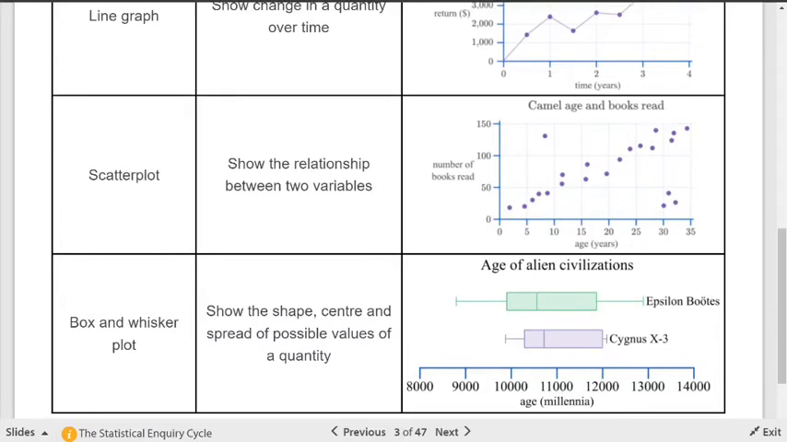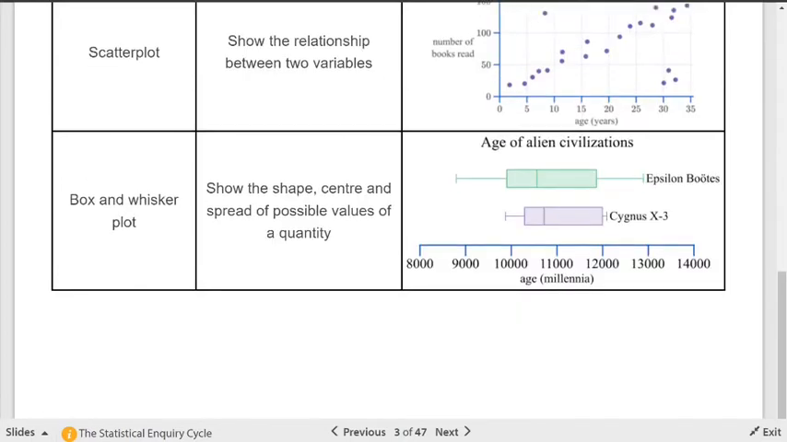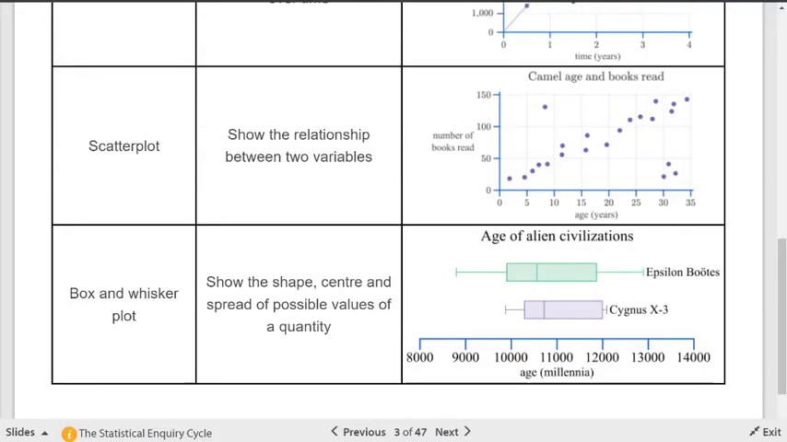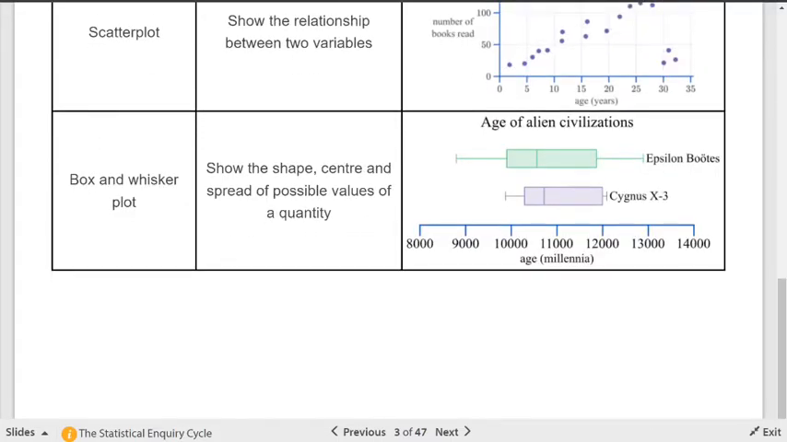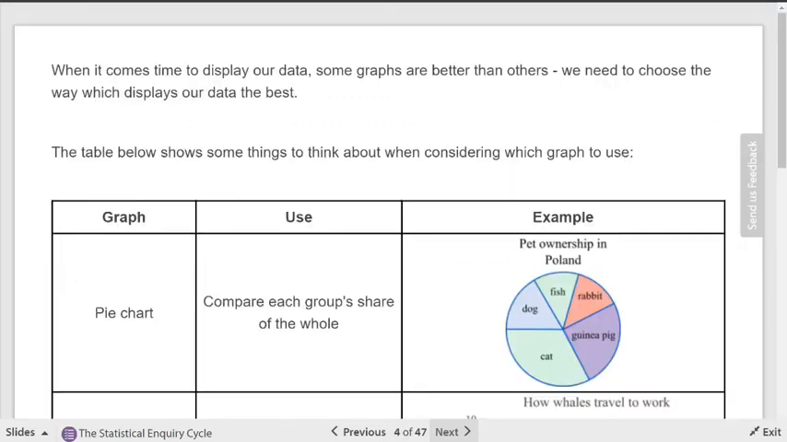Yes, the age of alien civilizations. Yeah. It's pretty funny. Epsilon Boötes, Cygnus X-3. Don't be writing those down. They're pointless. Okay? All right.